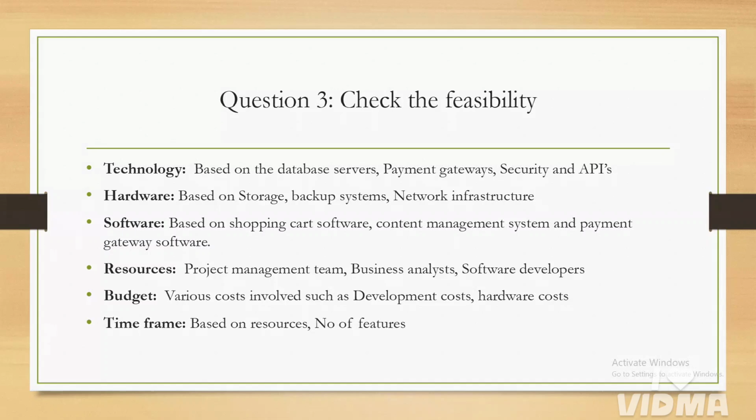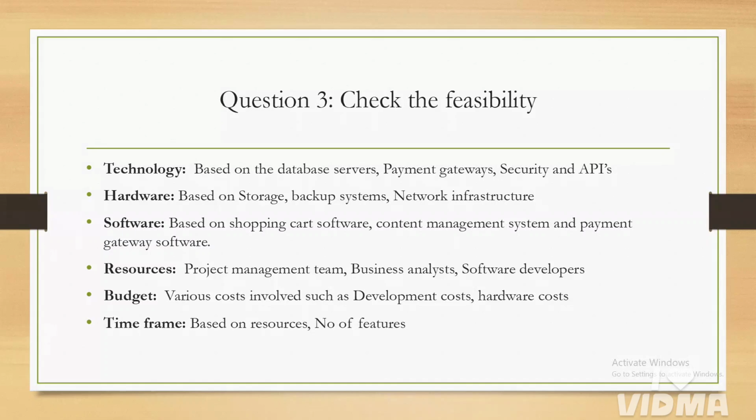We will be checking whether this project is viable for the organization based on the technology, hardware, software, resources, budget, and time. Technology we already have, based on the database servers, payment gateways, security, and APIs. Hardware we will check based on storage, backup systems, and network infrastructure. Software is based on the shopping cart software, content management system, and payment gateway software. Resources are the project management team, business analyst, and software developers. Budget covers various costs involved such as development cost and hardware cost. The time frame is based on the resources and the number of features. So we need to check the feasibility in all these terms.